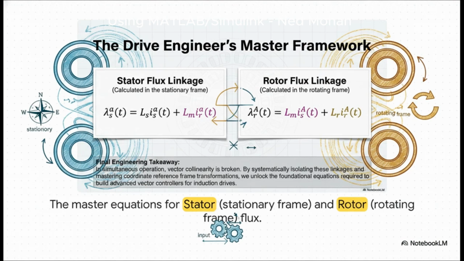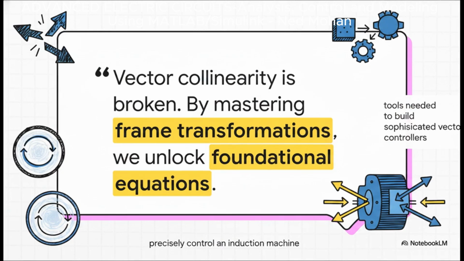And here they are, the master equations. On the left, you have the total stator flux linkage, calculated in the stationary frame. On the right, the total rotor flux linkage, calculated in the rotating frame. Together, these two equations give us the complete picture. They perfectly describe the magnetic state of the machine, accounting for both self-induction and that crucial mutual interaction across two different reference frames.